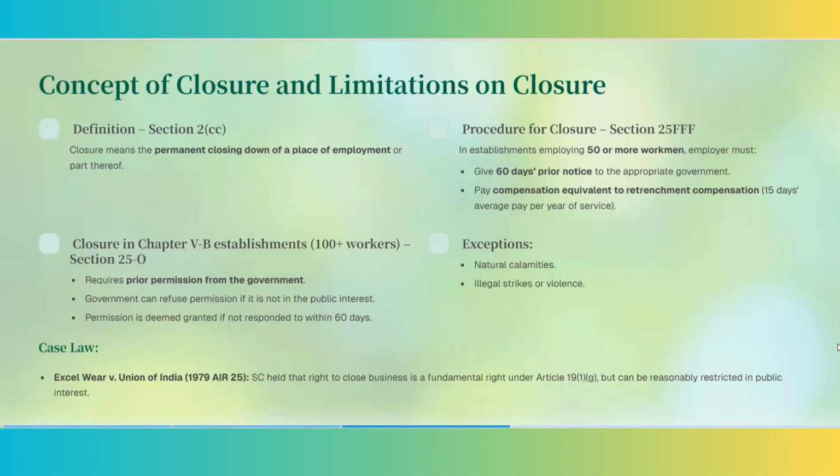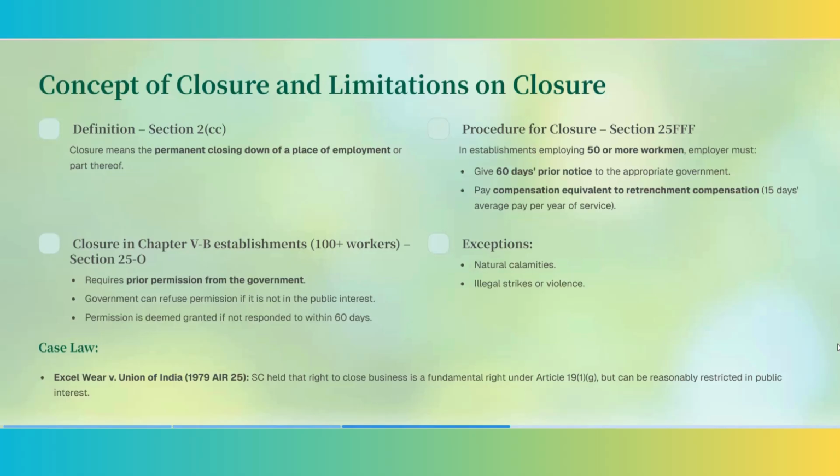Now coming to the third concept of this lecture, the concept of closure and limitations on closure. The definition of closure has been provided under Section 2(cc). Closure means permanent closing down of a place of employment or part thereof. The procedure for closure has been provided under Section 25FFF. In an establishment employing 50 or more workmen, the employer must give 60 days' prior notice to the appropriate government and pay compensation equivalent to retrenchment compensation, that is, 15 days' average pay per completed year of service.